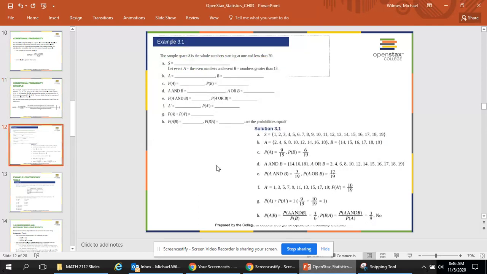Our next page is going to be working out some example problems. And I think I might make another video for this one, actually.